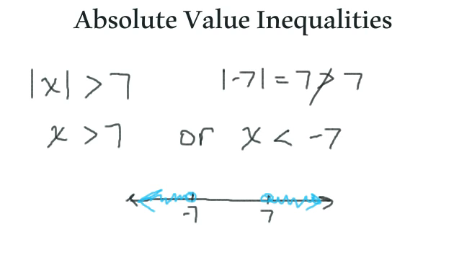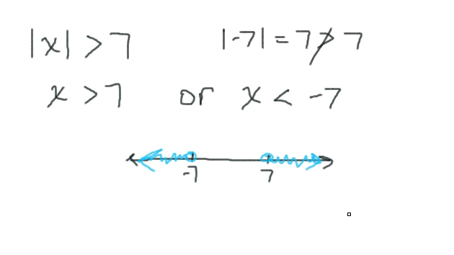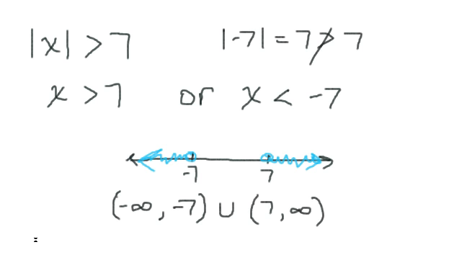Now remember, we can write our answer in interval notation. We're going out to infinity. We always use a parentheses, comma, up to negative 7. We use a parentheses because we don't include negative 7. And I'm going to take the union because we're joining two sets together here. 7 to infinity.